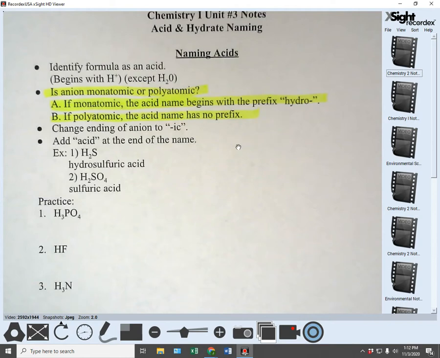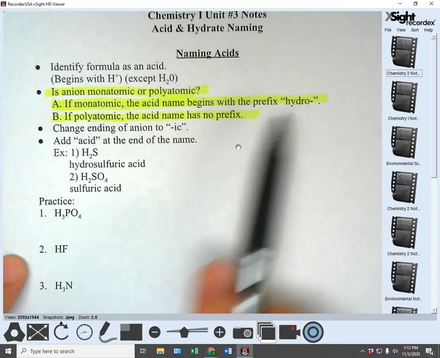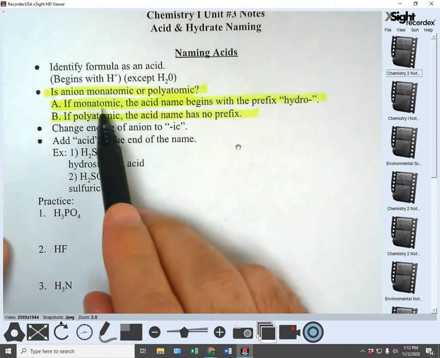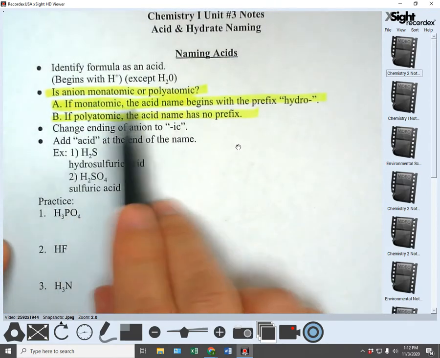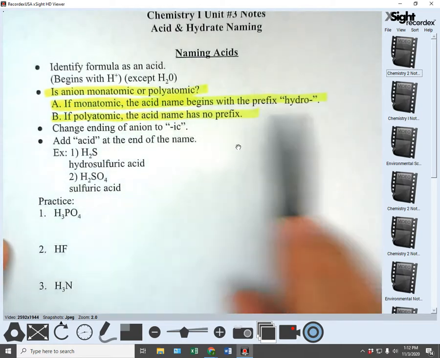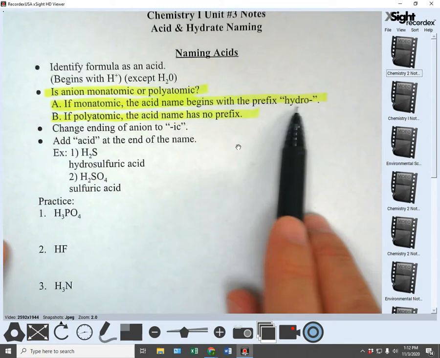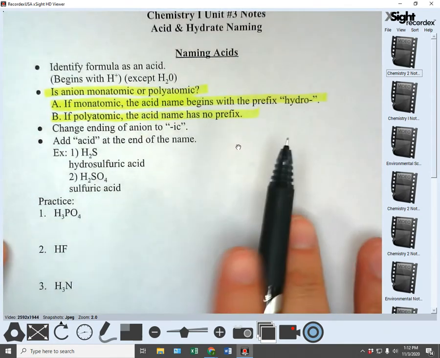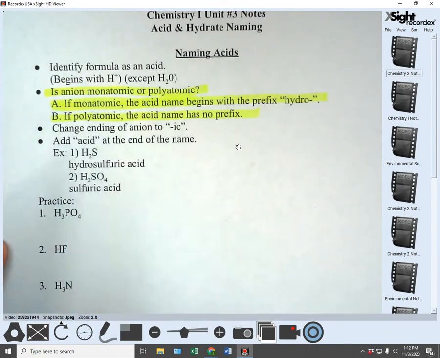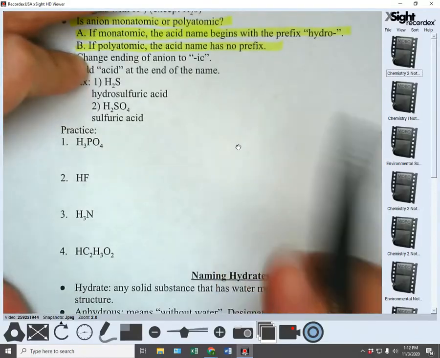The really important thing to remember is that putting hydro on it has to do with whether the anion, the negative, is monatomic or polyatomic. People all the time get confused and think that because it starts with an H, the hydrogen, we're putting hydro. That's not why the hydro is there. It's about the anion. All right, let's practice a couple.